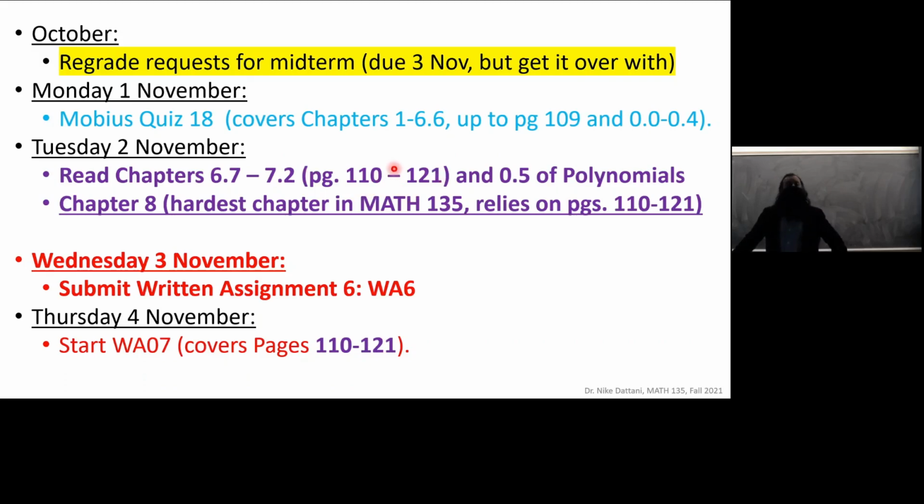And I think it would be a good idea to get that stuff done as soon as possible because, in my opinion, chapter 8 is the hardest chapter of Math 135. Okay? And chapter 8 relies on pages 110 to 121. So if you want to get ahead with 110 to 121, it will set you up well for chapter 8. Because I'm warning you, chapter 8 is just the hardest chapter of 135. After that, I think things will get easier.